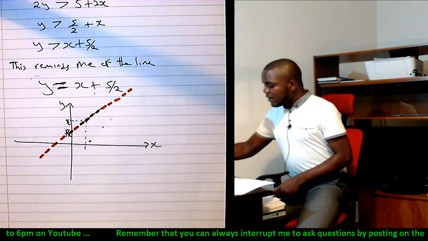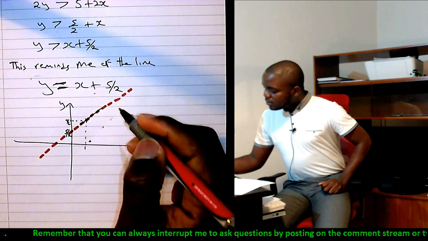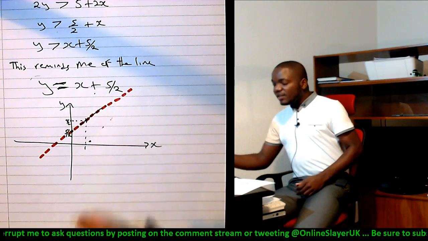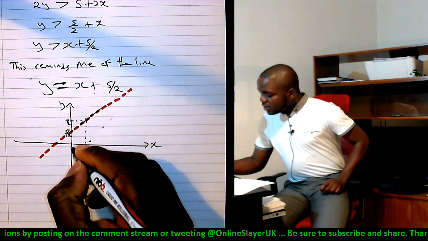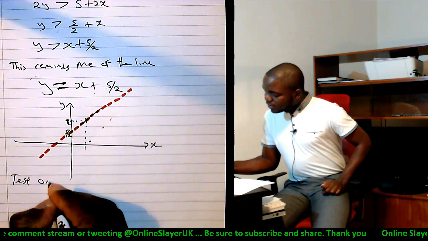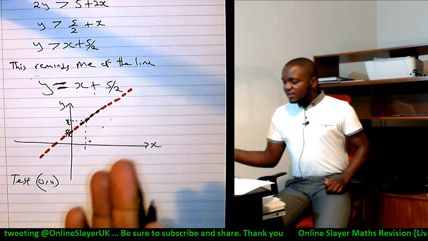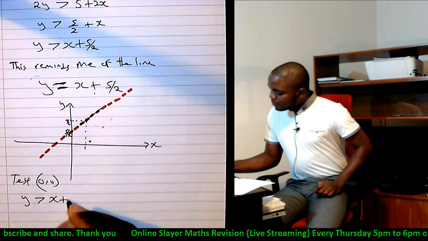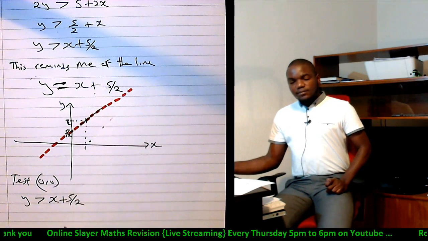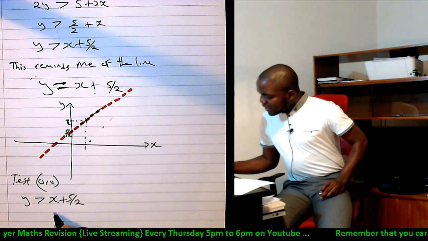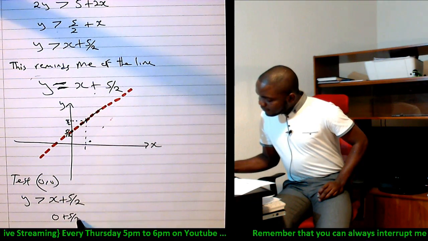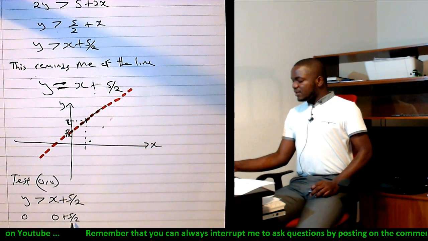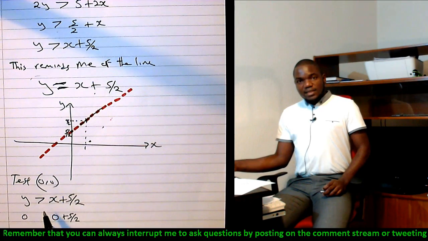Okay, now we have the dotted line. Next thing is, what part should we shade? Does the origin fall within the regions that agree or not? So this is the origin. So test 0, 0 to see if it satisfies this, which says that y is greater than x plus 5 over 2. Now this says that when x is 0, you should have 0 plus 5 over 2, and y must be 0. Is 0 greater than 5 over 2, which this line is trying to tell us?